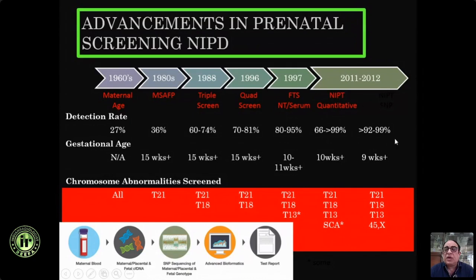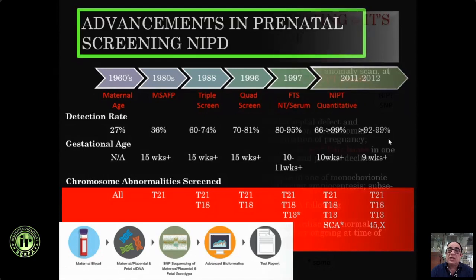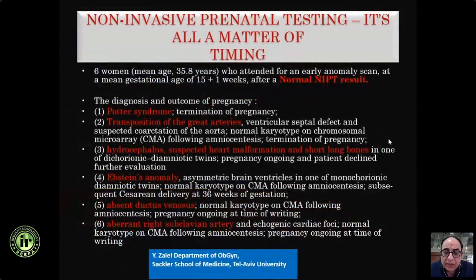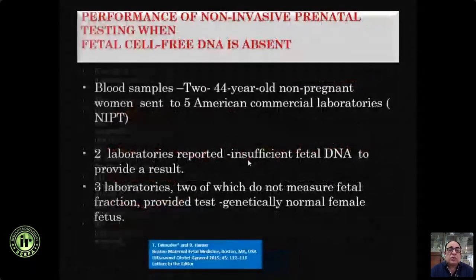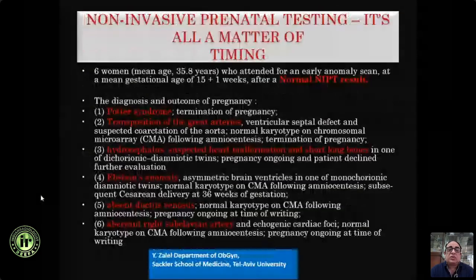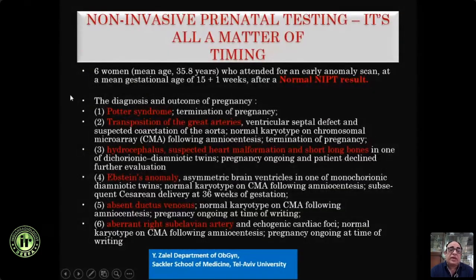And here we are on the horizon of near 100% accuracy by NIPT, which is now threateningly being done even at 10 weeks. And you can see in this one paper where they did NIPT without doing an ultrasound, subsequent scans showed various abnormalities in the form of Potter's, hydrocephalus, Epstein's, that we all know. So this is very important that we should counsel the parents not to do an NIPT before you do an ultrasound.